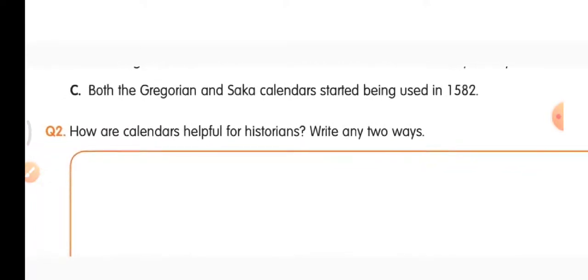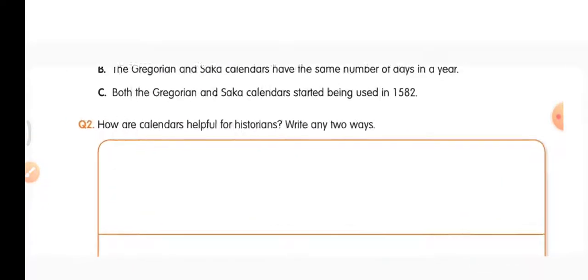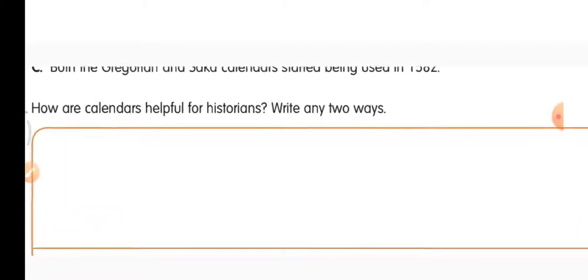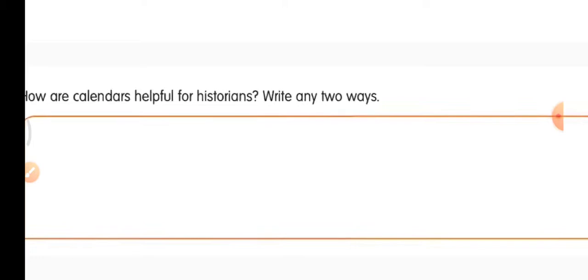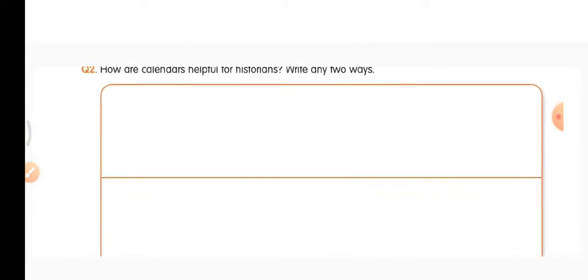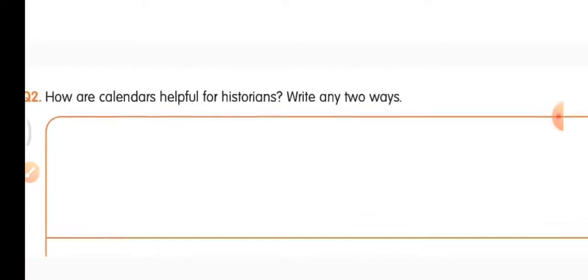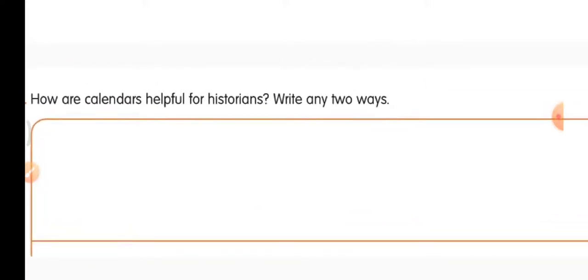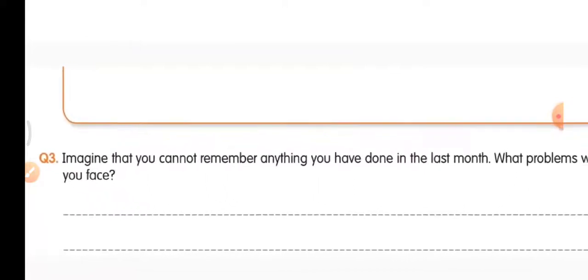Then question 2, how are calendars helpful for historians? Write any two ways. Historians are the people who study the past, right? So how do the calendars help them? Calendars help them to organize the events of the past in the right order, in a sequence. Calendars help the historians to arrange the events in a proper sequence, and they also tell us about the days and dates.